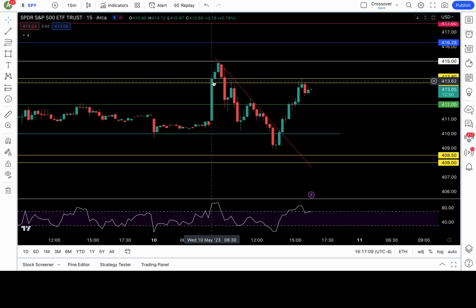Inflation for consumers came in better than expected at 4.9. And that's when we had that initial reaction, which was bullish. It popped from 410ish all the way up to 414.89, a few cents shy of the 415 resistance level.